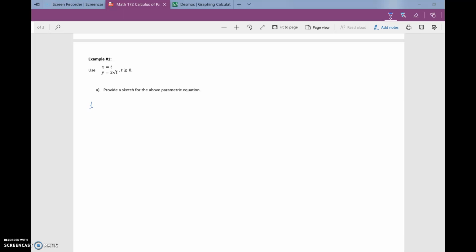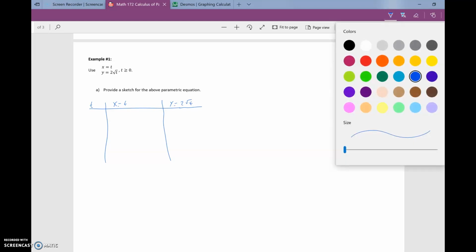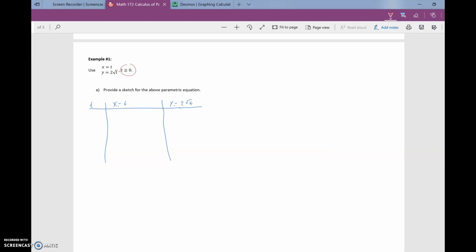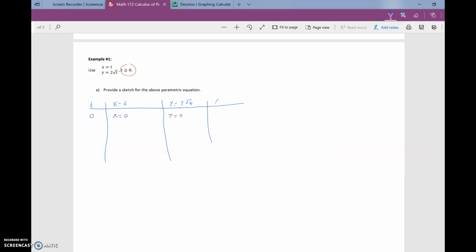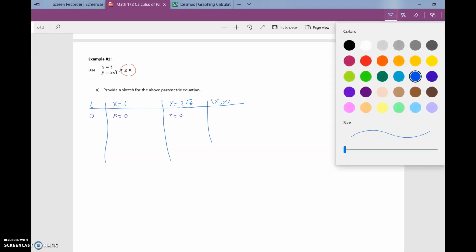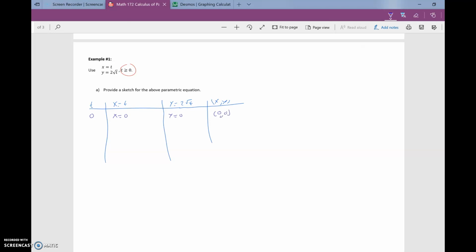So we're going to have your t values, then x is equal to t, followed by y is equal to 2 square root of t. And within the parameter, we're given that t is greater than or equal to 0. So the minimum, it's going to start at 0, and then we can pick values from there. So let me start at 0. So x is equal to 0, y is equal to 0, which gives us the coordinate point 0, 0, the first coordinate point that we're going to use.